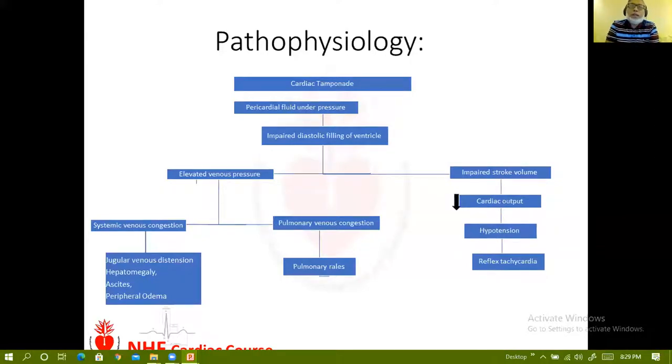This is very important. In cardiac tamponade, there is accumulation of fluid in the pericardial space. So pericardial fluid under pressure leads to impaired diastolic filling of the ventricle. Impaired diastolic filling of the ventricle leads to elevated venous pressure and impaired stroke volume. Elevated venous pressure leads to systemic venous congestion and pulmonary venous congestion. Systemic venous congestion leads to jugular venous distension, hepatomegaly, ascites, and peripheral edema. Pulmonary venous congestion leads to pulmonary edema. Impaired stroke volume leads to decreased cardiac output, hypotension, and reflex tachycardia.